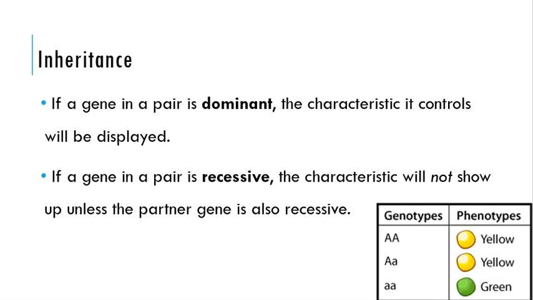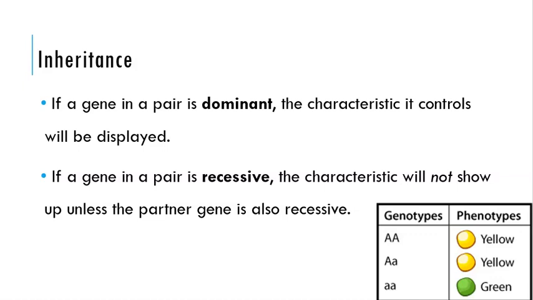So when talking about inheritance, with a gene you have a pair, right? So you've got big A, big A, or big A, little a, or little a, little a. Now, one type of gene is going to be what we call dominant. A dominant characteristic controls the display. In other words, if there's a dominant characteristic, that's the one that's going to show. And if a gene is recessive, then the characteristic will not show if paired with dominant, but it will show if paired with another recessive.